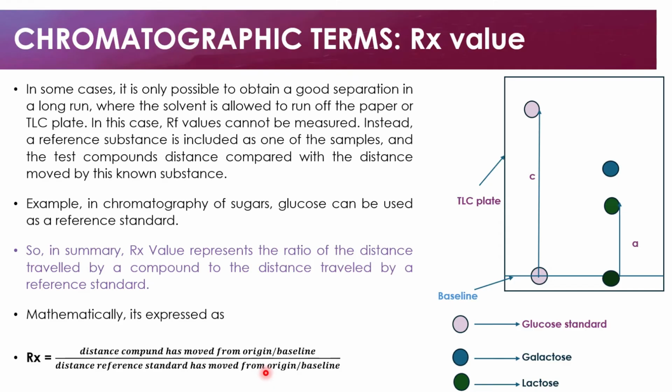So in summary, RS values represent the ratio of the distance traveled by a compound to the distance traveled by a reference standard. And also, the RS value can be used in place of the RF value if, one, you want to compare the migration distance of a substance to a reference standard in chromatography, as shown in the chromatogram over here, and two, if the solvent front runs off the stationary phase, making it difficult to calculate the RF value accurately.